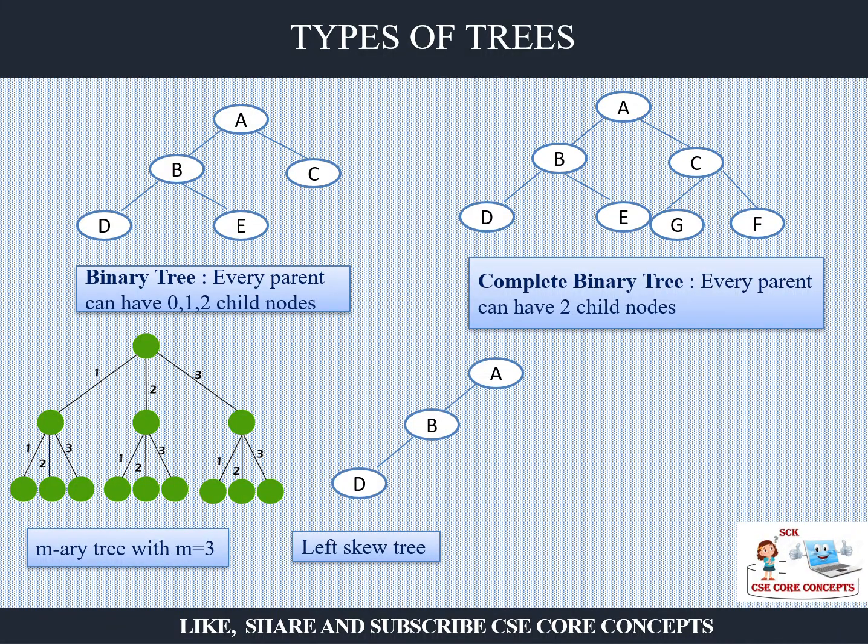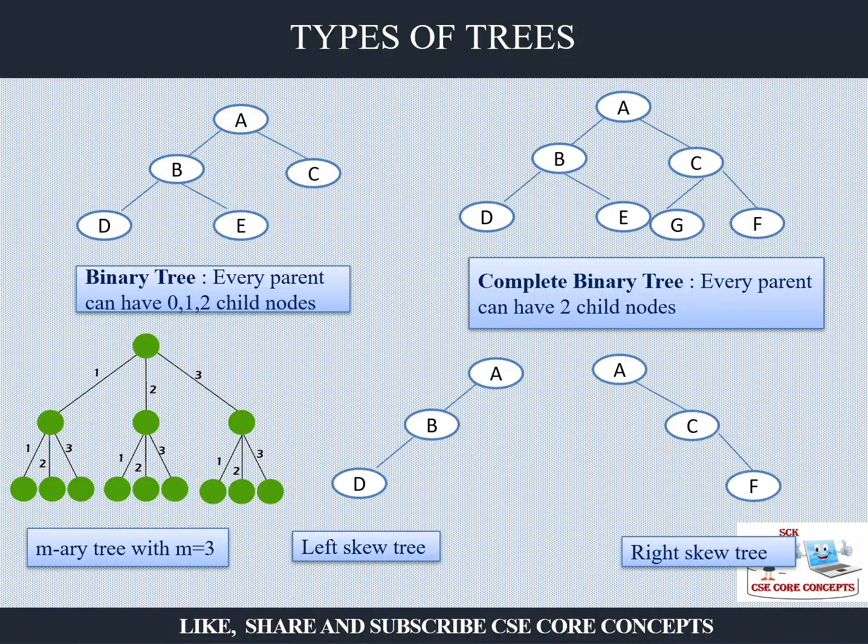Now sometimes the tree is going only in the left hand direction: A to B, B to D. This type of tree is called a left skewed tree because the nodes are only getting attached to the left hand side. Similarly there can be nodes which are attaching only on the right hand side of the tree. They are called right skewed trees.